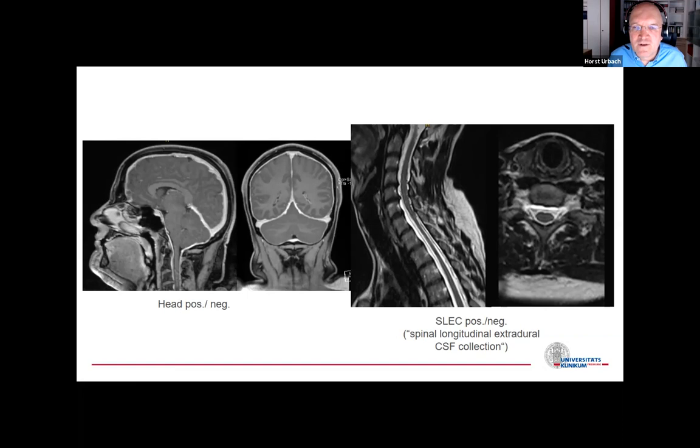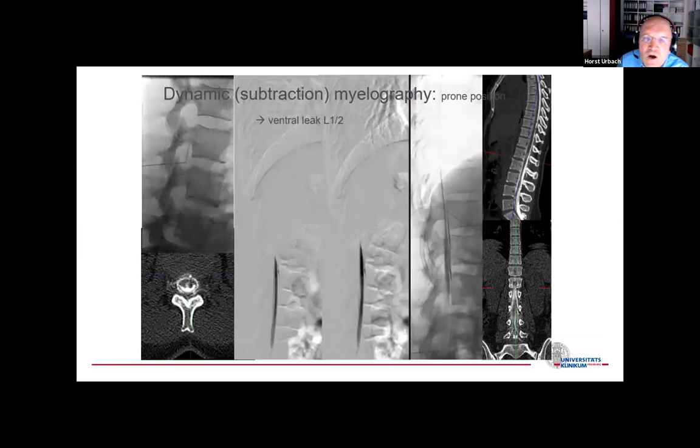So the next step is to find out where is the CSF leak, where is the supposed ventral leak. The next image shows you how we proceed. If you have a patient and you inject contrast in the intrathecal space, and you wait for 5 minutes, you get this CT myelogram. And you don't know where is actually the leak.